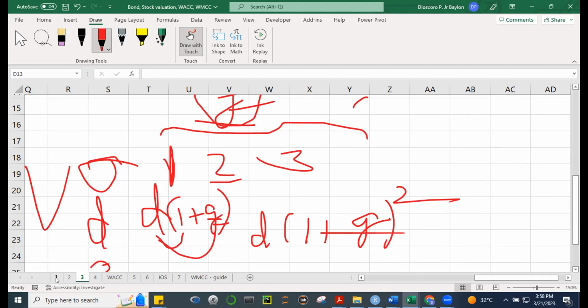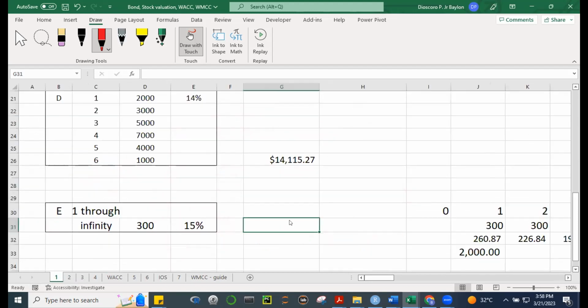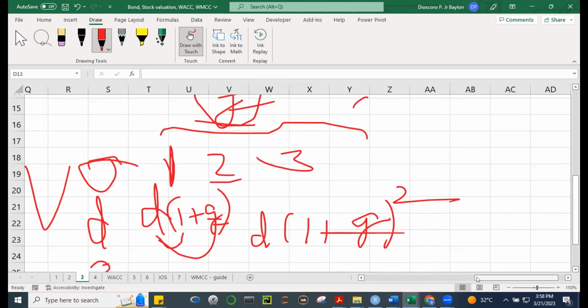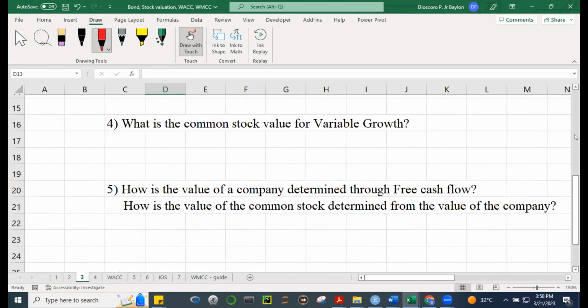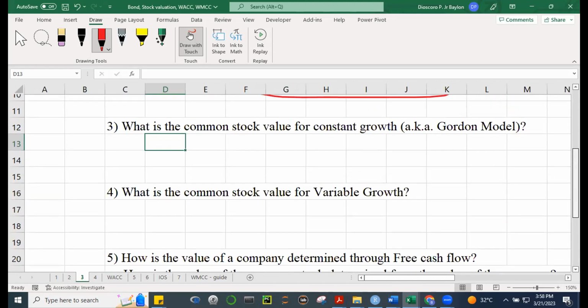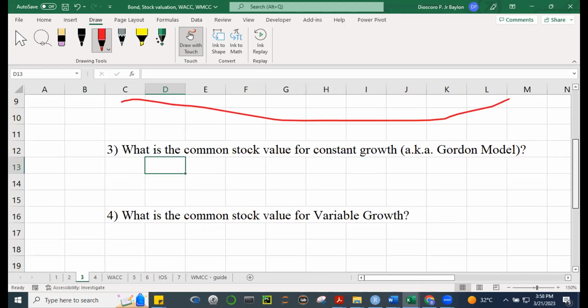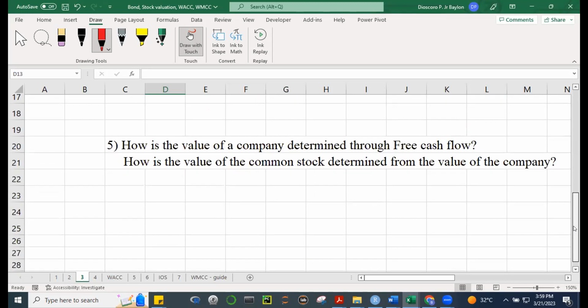And does that look familiar, class? Doesn't that look like this one? The one you haven't answered for me yet, the 300 up to infinity, 300, 300, 300, 300. Because that is similar to this, a zero growth dividend. And then we're asked, what is the common stock value for constant growth rate? So the present value is what's being asked of us. Same for zero growth rate. All right, how is the value of a company determined through free cash flow?